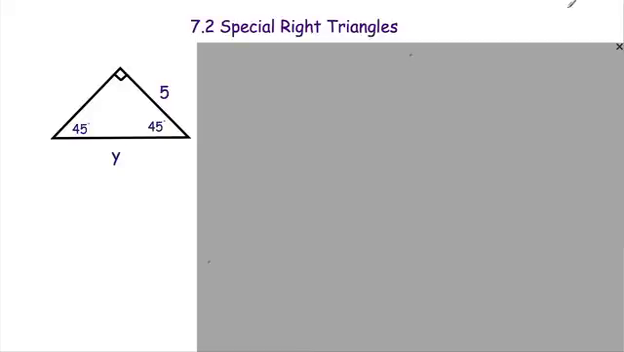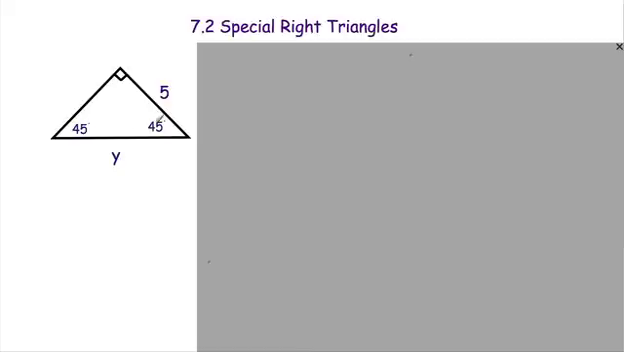On 7.2, special right triangles. There are going to be relationships that are true for just certain right triangles. These are big right triangles that are going to come up a lot, so it's a good trick to know. All right, let's say we want to find y in this right triangle.